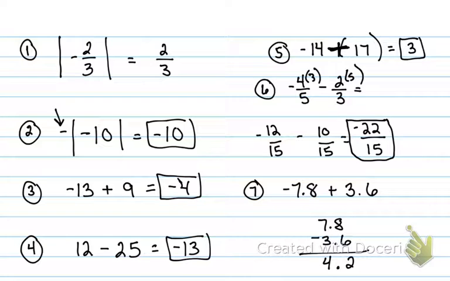Now my question is my answer positive or negative? Why is it negative? Because 7.8 is bigger, okay? It's your larger absolute value, and it was negative.